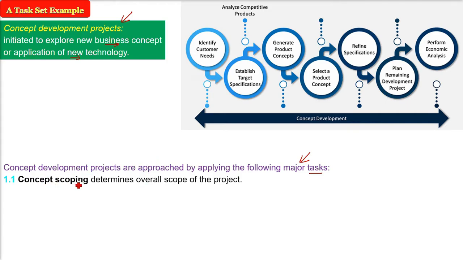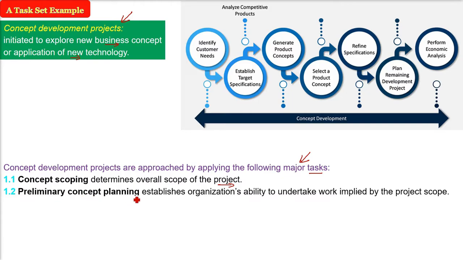First one is concept scoping. Concept scoping, because in concept development projects, the first thing that comes is the development of scope. So this determines overall scope of the project, what you want to do, what is your underlying idea, and what are the constraints. Then we have to do the preliminary concept planning. And this planning establishes organization ability to undertake work implied by what? By the project scope. What concept scoping you have done, then what is your ability, what work you are going to do with respect to this scope.